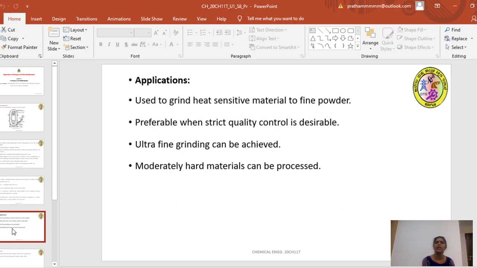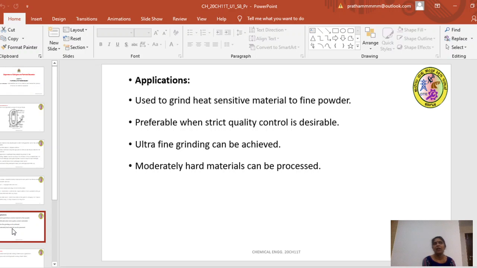So what are the applications of using this fluid energy mill? The coarse particles will revolve in an annular chamber until all the particles are reduced in size. So it is being used to grind heat sensitive material to fine powder.